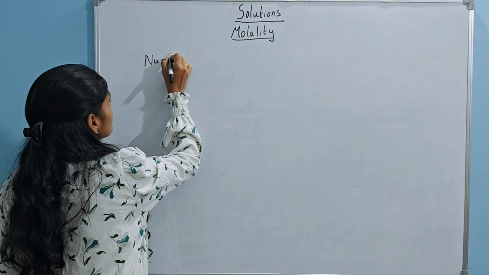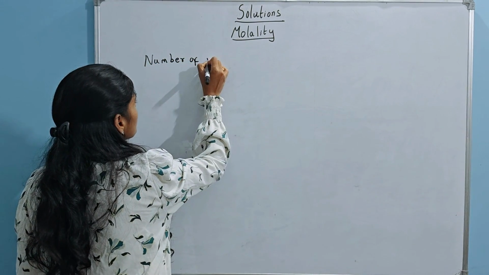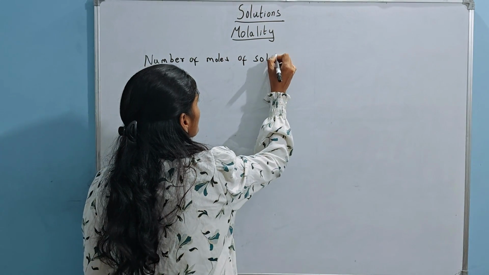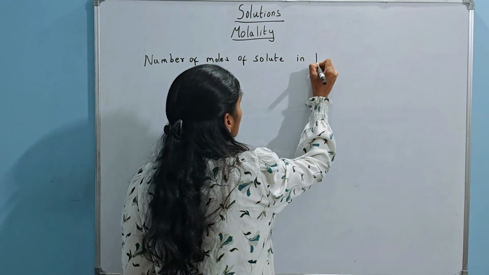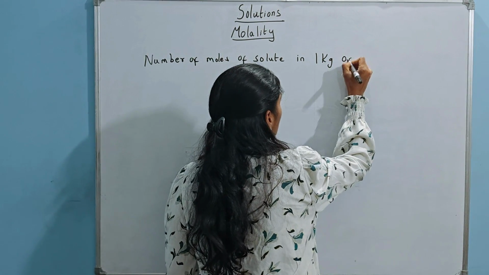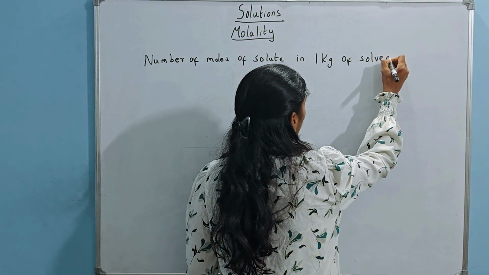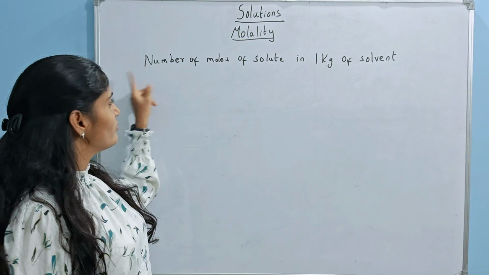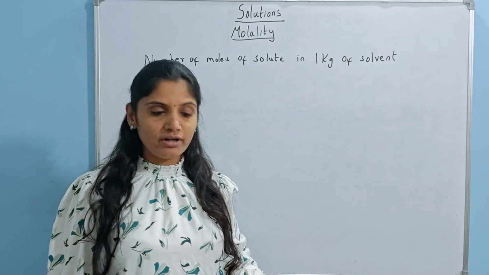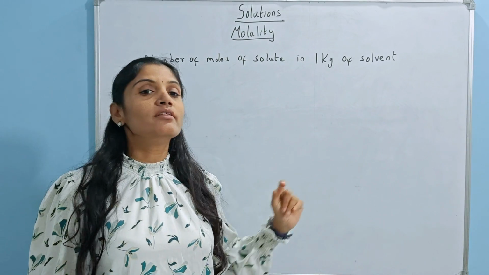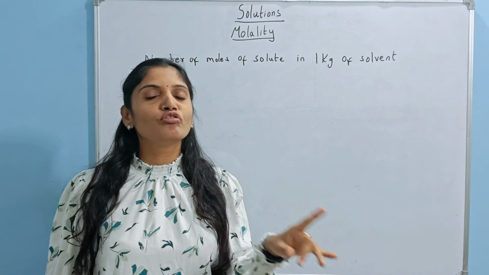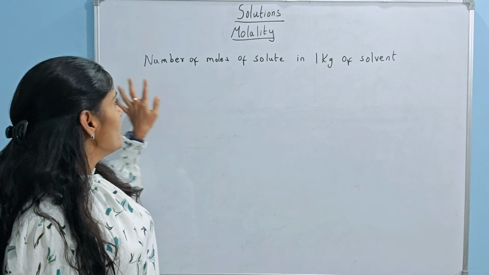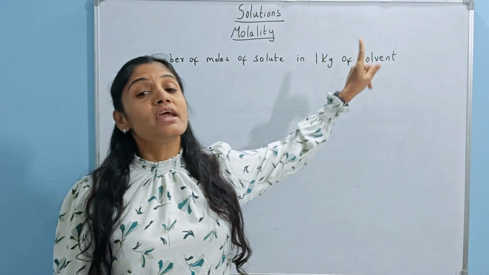Number of moles of solute in 1 kg of solvent. How many moles of solute are present in 1 kg of solvent? When you go back to molarity, what was the definition? Number of moles of solute per liter of solution. Here it is number of moles of solute in 1 kg of solvent.